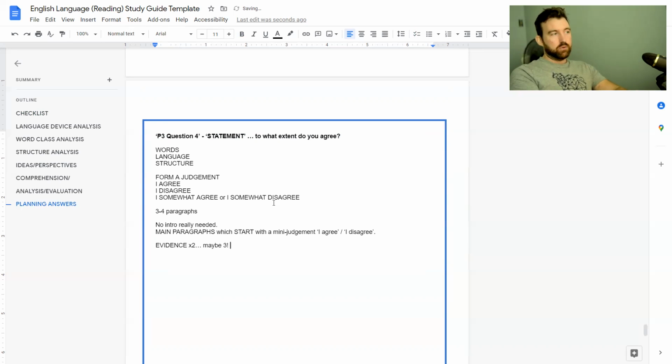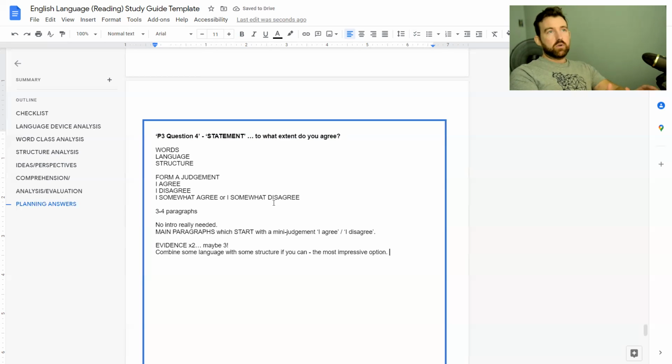And if possible, with the evaluation questions, unless it specifically says just look at language or just look at structure, which again, I don't think any of these exam boards do, then you want to ideally try and combine some language with some structure if you can. That's the most impressive option.